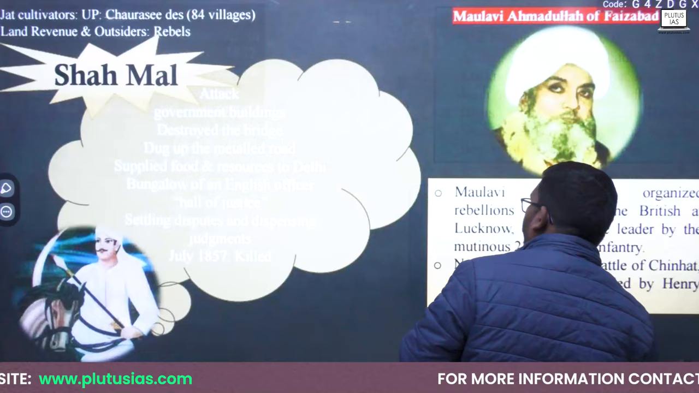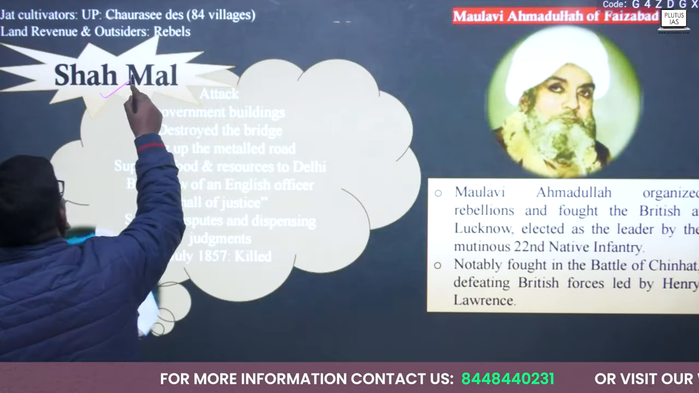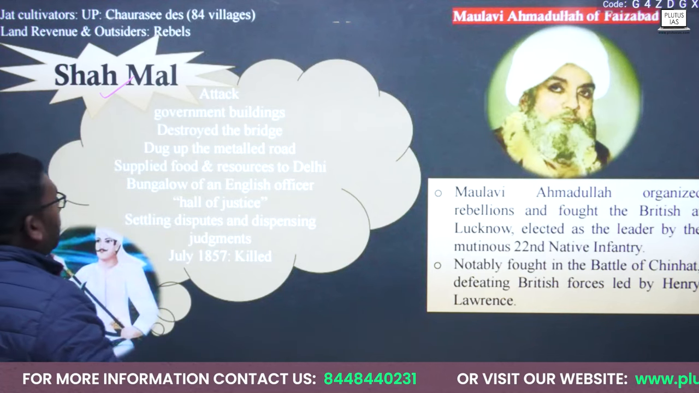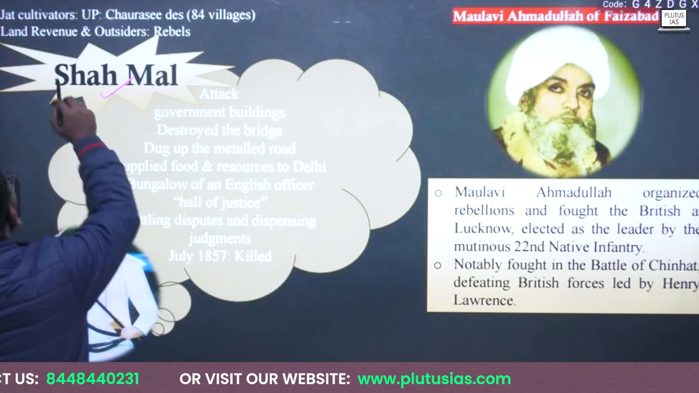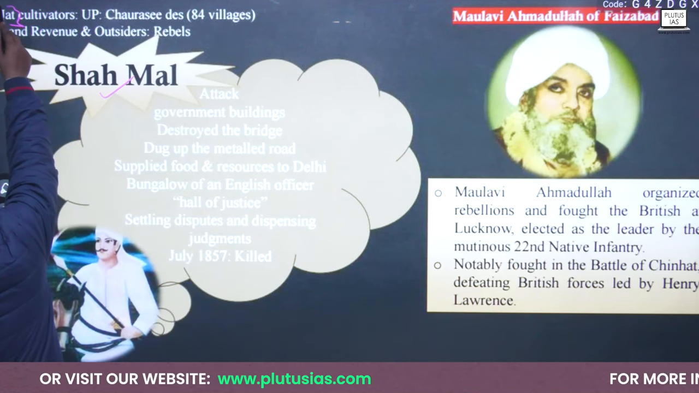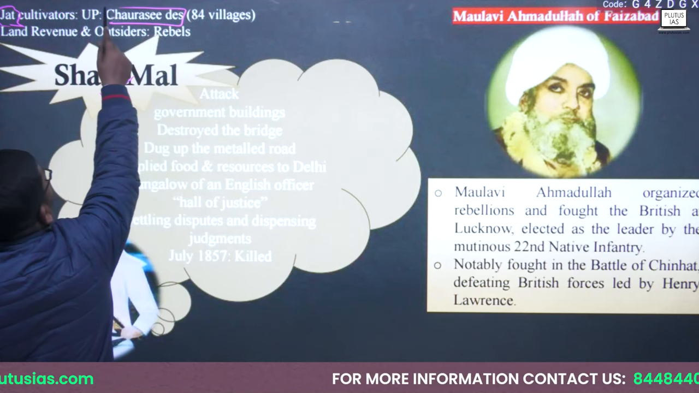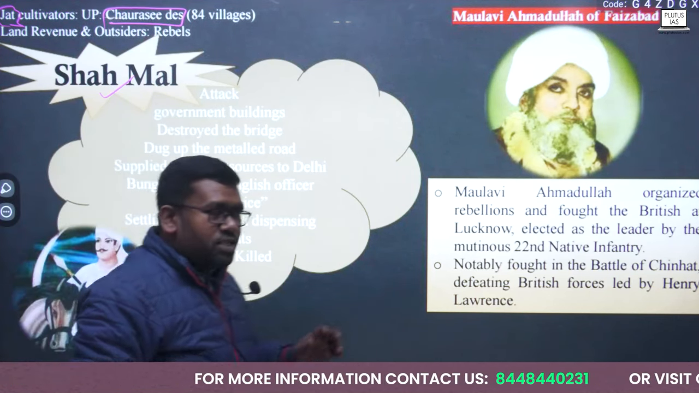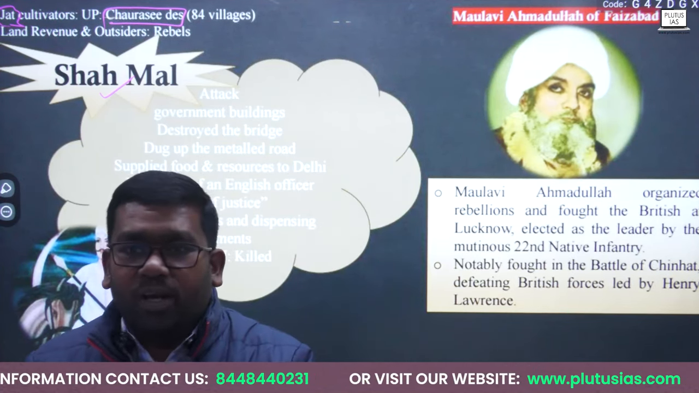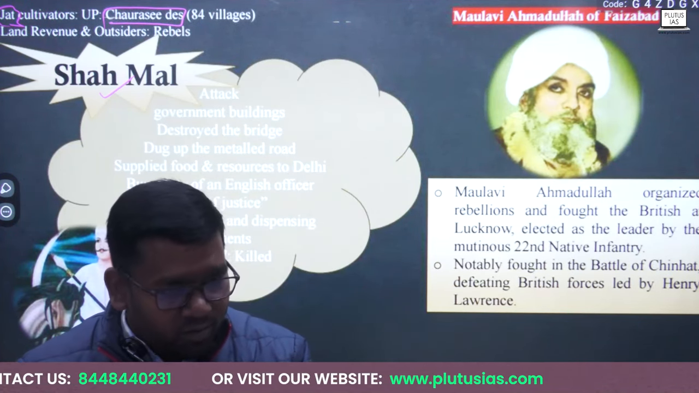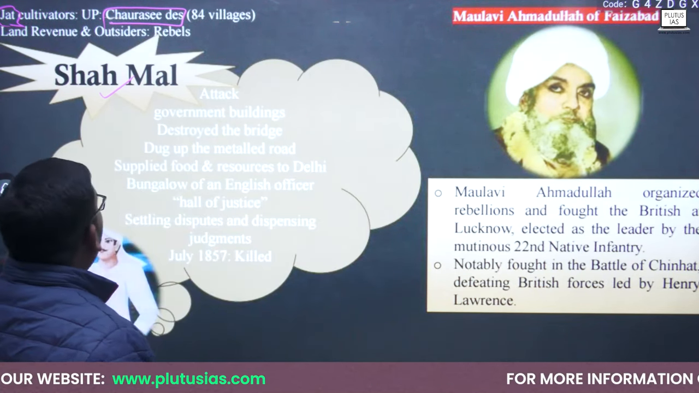Apart from it, two are very important. These are the local people. One is Sahmal. Sahmal kaun tha, aap log ne padha hoga. He is a leader from the Uttar Pradesh and Haryana regions. So he was a Jat. And in UP, there is 84 Desh. 84, so Desh matlab village hota hai, theek hai? So he is from a community of 84 villages, 84 Desh. So he was leading this community, but do you know what happened?